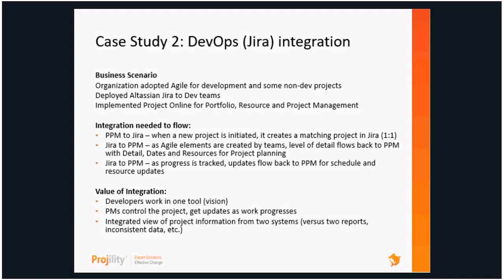Then in Jira, when the Agile project elements were built out, whether it's iterations, epics, or sprints, they're going to be built out in Jira. A level of detail was established based off of their template, what level they wanted to track at, and then that information was going to flow back over into Project Online at that level. We'll talk about the different levels in a couple of minutes, mainly to update project detail, finish dates, and resources to support project and portfolio planning on the PPM side. Additionally, as progress was tracked in Jira, we also needed to take some of that data and flow it back to status, the schedules, and the resources.